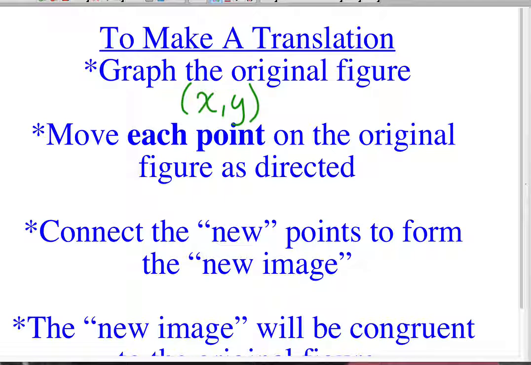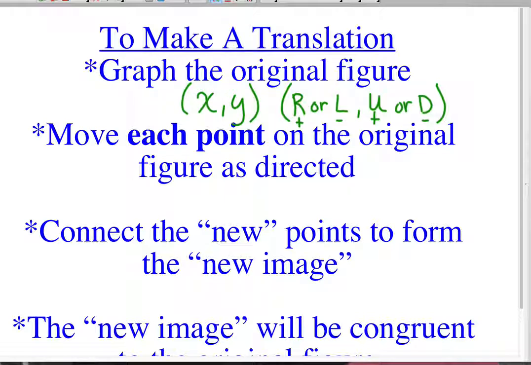So, the first number is right or left. You go right if it's positive. You go left if it's negative. The second number tells you up or down. You would go up if that second number was positive, down if that second number was negative. And this is always from the origin. So, once you graph the original figure, once you graph the points, you plot them, then you get to connect the dots on that original figure.